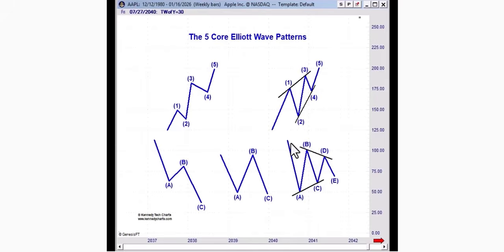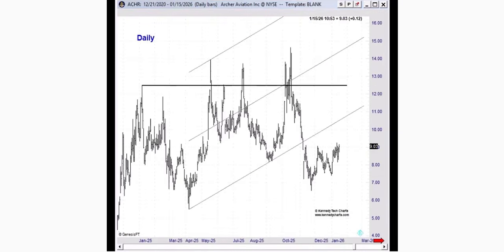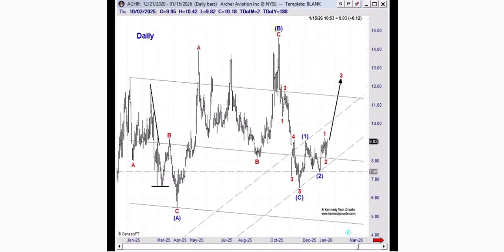Or if you're working a running triangle, well, to be a running triangle, wave B must terminate beyond the origin point of wave A. That could be a running triangle. So you have two choices: basically, the expanded flat or a running triangle. I like the expanded flat scenario, so that's exactly how I'm going to label this.